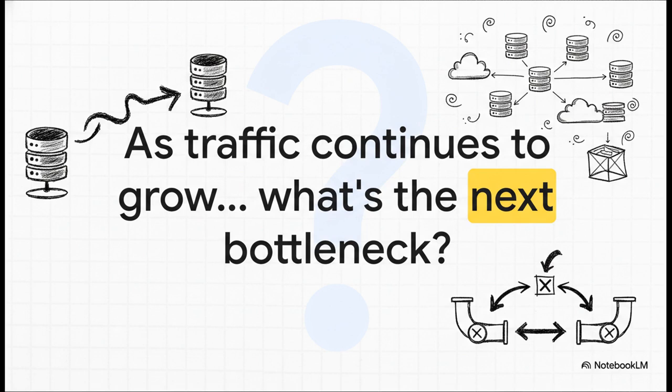But the journey of system design never really ends. So I'll leave you with this question. As our traffic just keeps growing and growing, what breaks next? What's the next bottleneck? Because trust me, there's always another one.